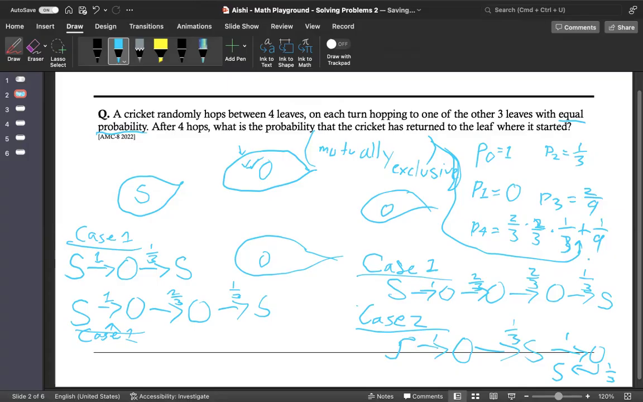So when we add this, I'm gonna go in the middle of these leaves now. There isn't much space. So let's multiply all 3 of these first. We get 4 by 27 plus 1 by 9, which is equal to 4 by 27 plus 3 by 27, which is equal to 7 by 27. And there's our answer.